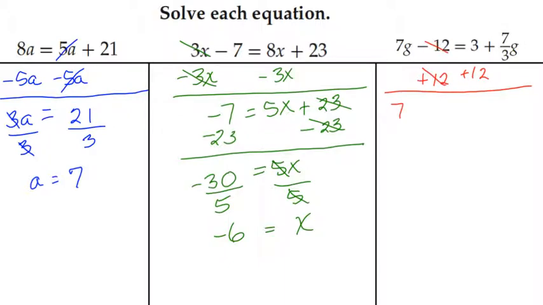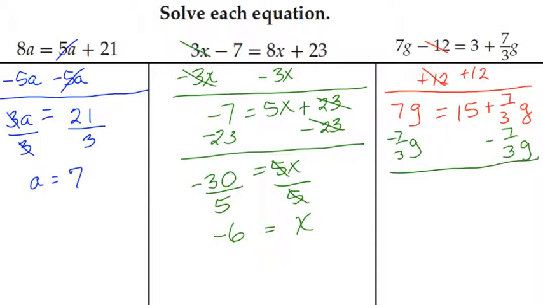And on the left I have 7g is equal to 3 plus 12 is 15 plus 7/3 g. And you have a couple of options here. You can leave it as a fraction or you can write it as a decimal. I think what I'll do in this example, I'll leave it as a fraction. So let's go ahead and subtract minus 7/3 g from both sides, minus 7/3 g. And let's just see what happens here. Not sure how ugly this is going to get. I think it'll be okay.